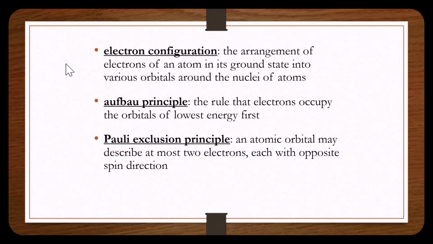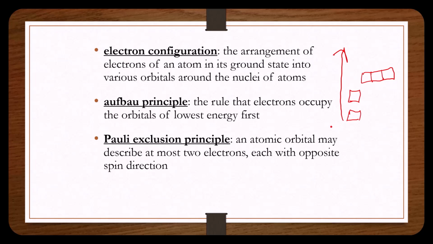So let's summarize what we know. An electron configuration is the arrangement of electrons of an atom in its ground state into various orbitals around the nucleus of an atom. The Aufbau principle is the rule that electrons occupy orbitals of the lowest energy first. So what that's saying is we start at the bottom of the energy and we go up to the highest energy when we fill the electron orbitals.